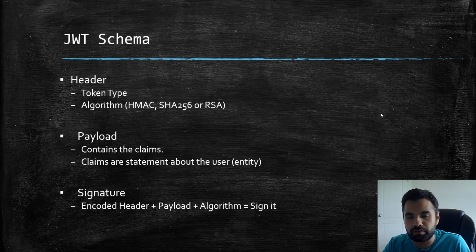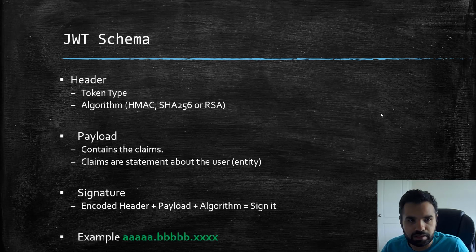So, for example, if I authenticated with my server, then it will have my name and my user ID, or whatever the entity is that authenticates me. And then lastly, it has a signature. The signature is the combination of the header, payload, and the algorithm, and then everything is signed. We'll also see a practical example of how this works, but this is how the signature is created.